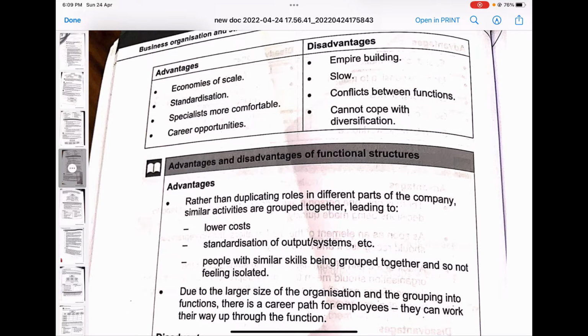Then we have slow decision making, obviously. And then we have conflicts between functions, as various functions might have conflicts with each other. Then we have cannot cope with diversification. What does that mean? If an organization wants to introduce another product into its company, that's not really possible, because it's very hectic. You have to add more people in every department, so that's kind of not possible.